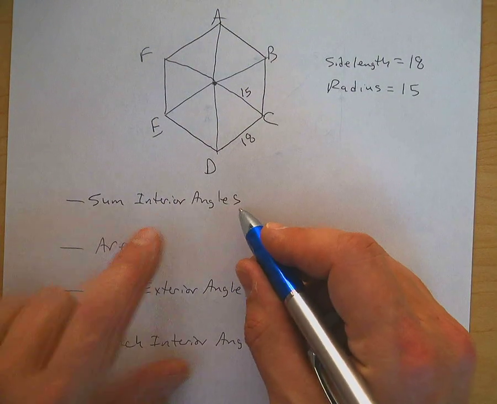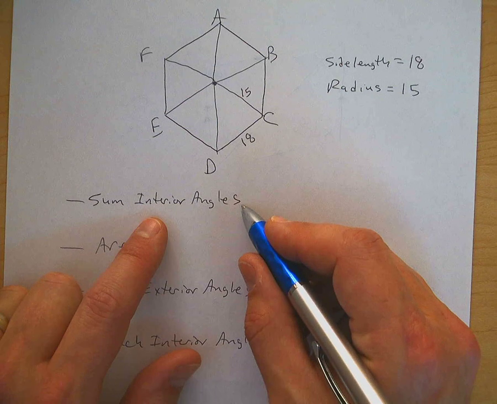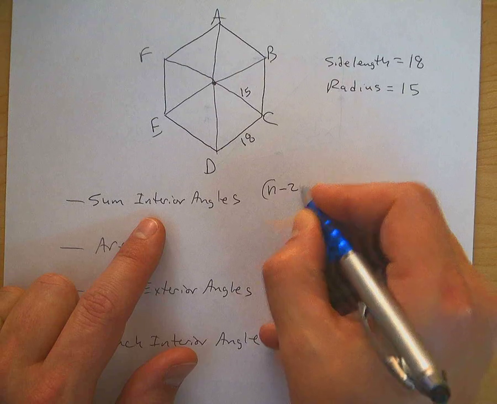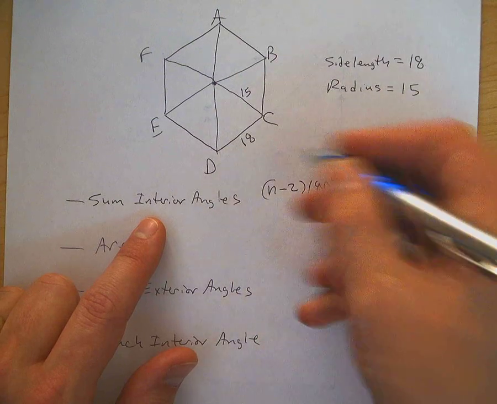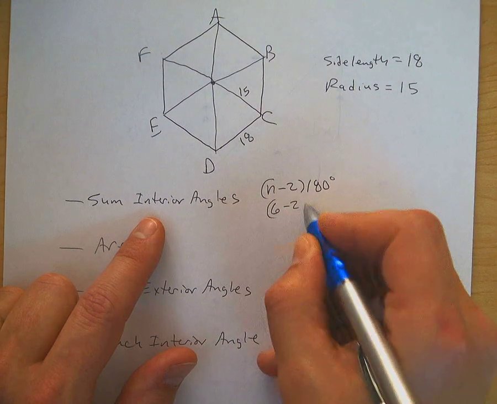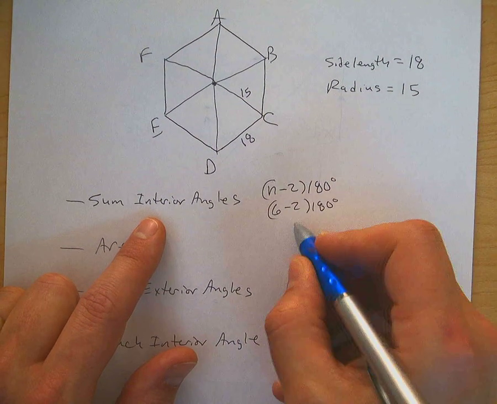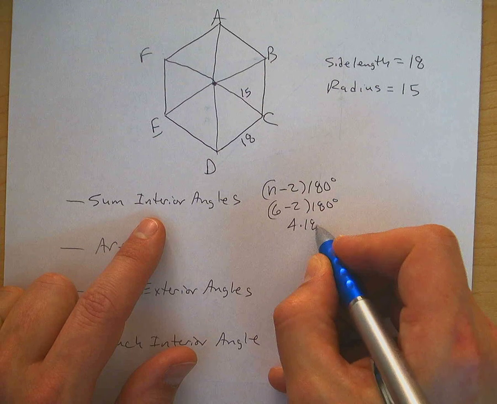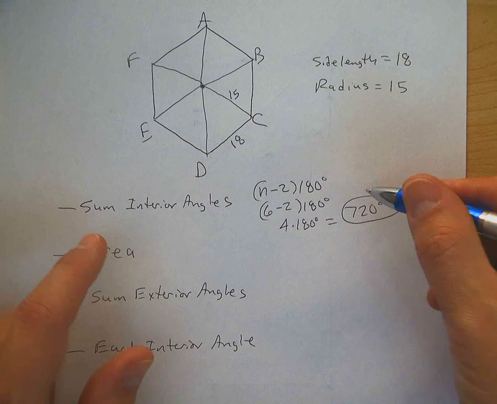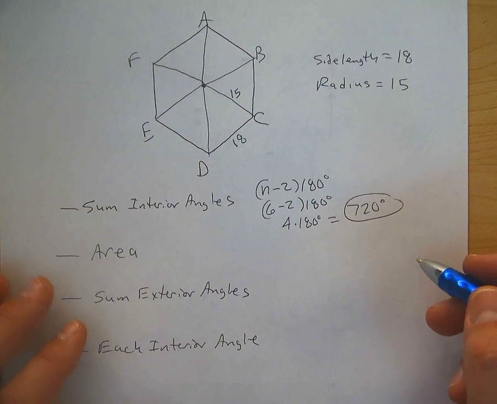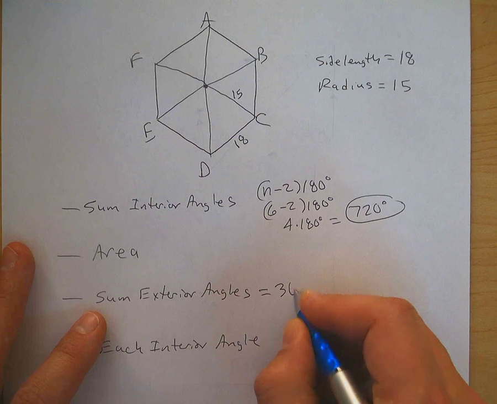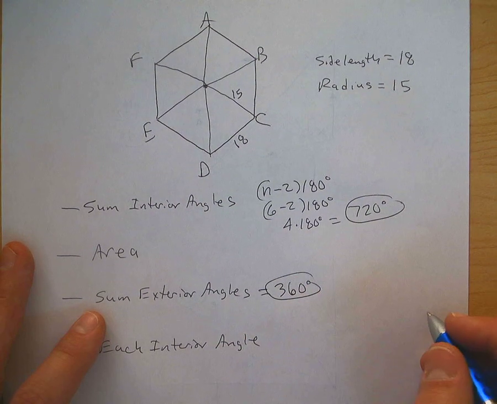All right, now it asks us for the sum of the interior angles. Sum of the interior angles is given by the formula (n minus 2) times 180 degrees, where n is the number of sides. So this has 6 sides, so I take 6 minus 2 times 180, which will give me 4 times 180, which would be 720 degrees. That's your answer for this one, sum of the interior angles. Sum of the exterior angles is always going to be 360, no matter what type of polygon we're talking about.